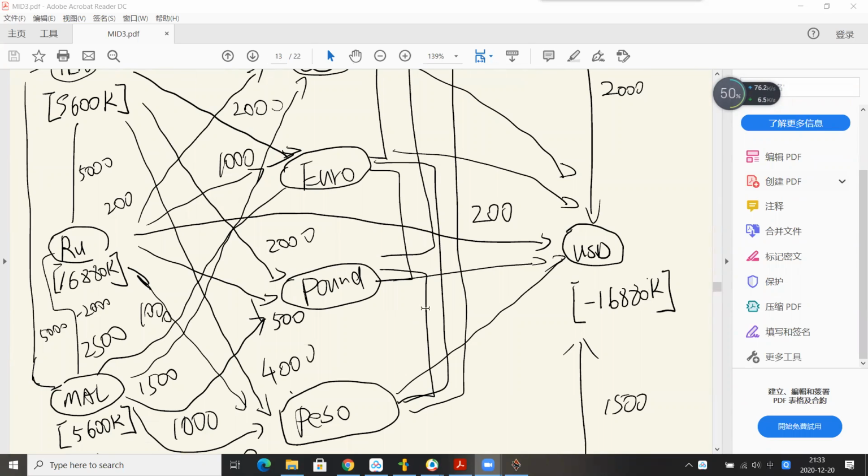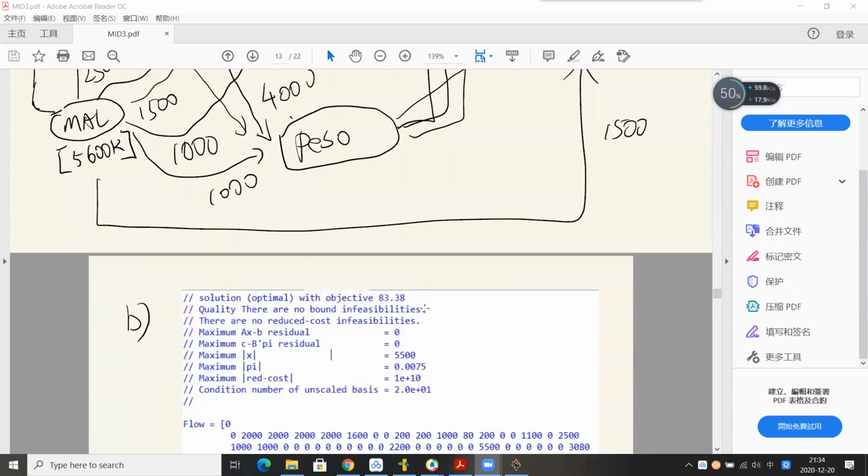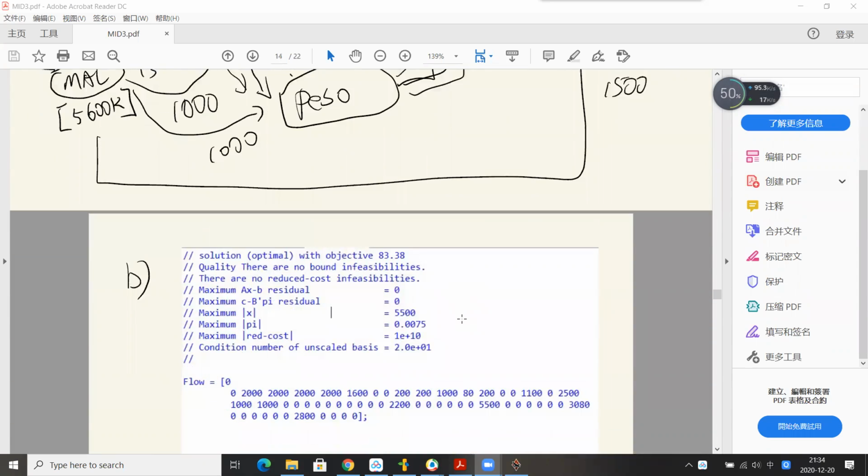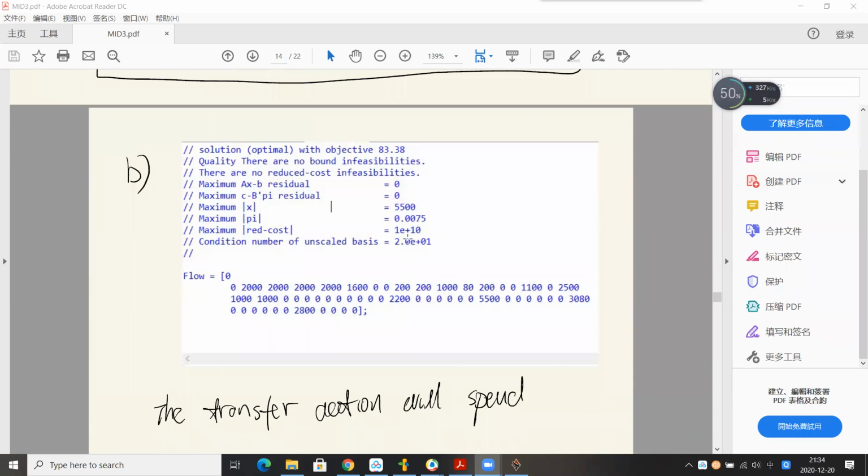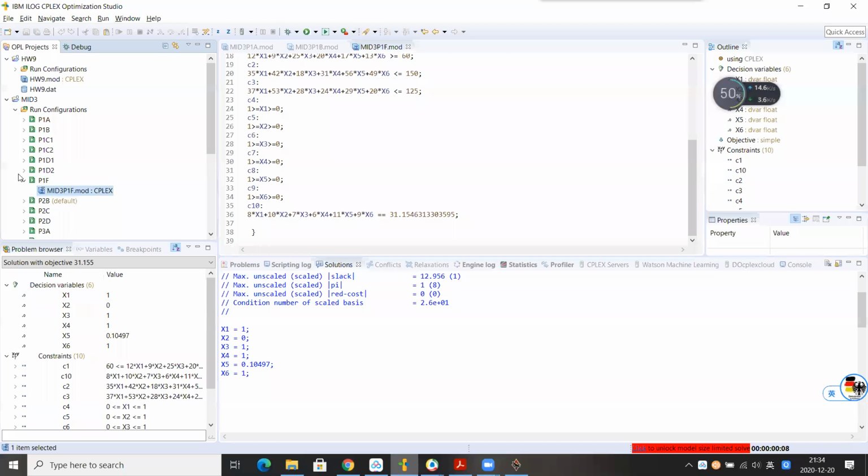Okay, let's go to 2A. 2A says to use IBM to show how much money we can get. So this is the answer. The total cost we spend on the transfer is 83.38 thousand US dollar for transferring all of them to US dollar. This is how it goes.